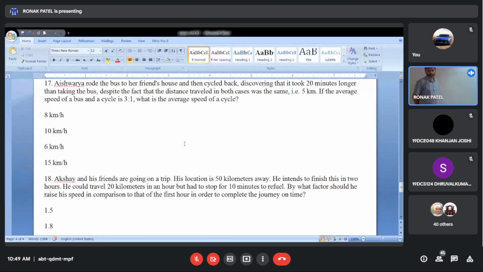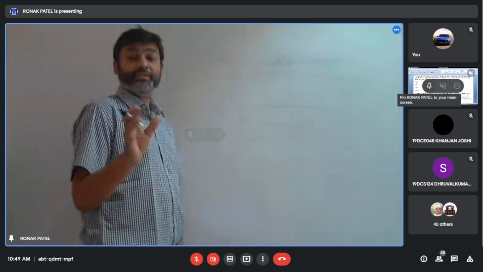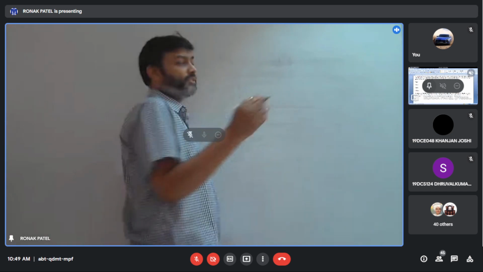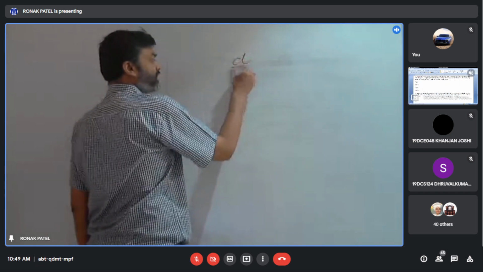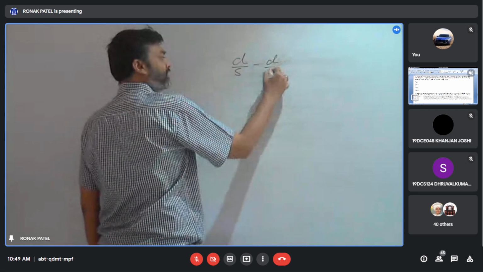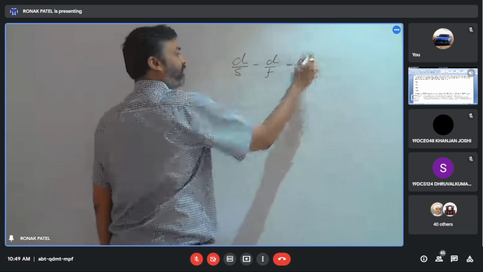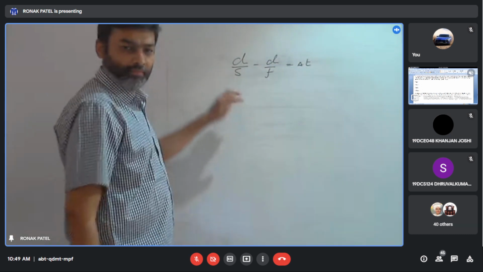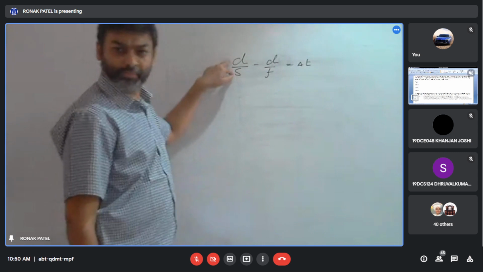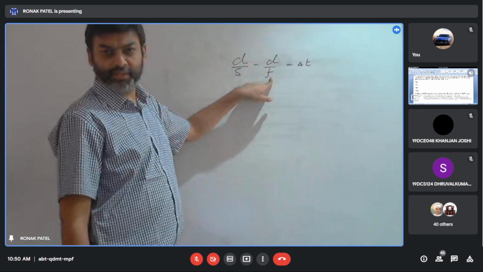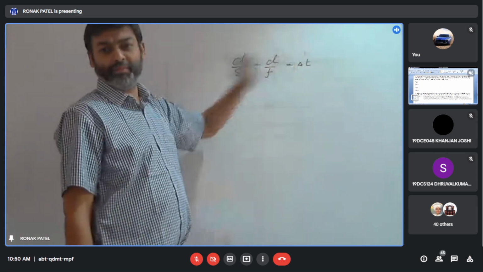Normally she rode the bus to her friend's house, but one day she cycled, and when she was coming back, she discovered that it took 20 minutes longer. So when you have to travel the same distance with different speeds, remember this equation: distance upon slow speed minus distance upon fast speed is equal to the time difference. You can use this because distance upon slow speed will take more time and distance upon fast speed will take less time, so the difference is called the time difference.